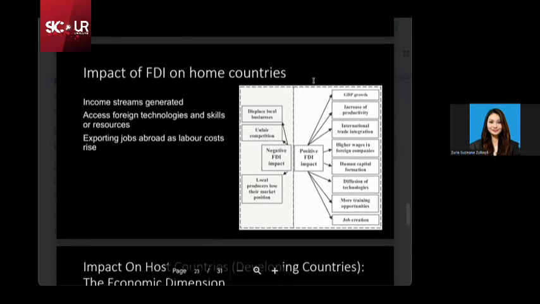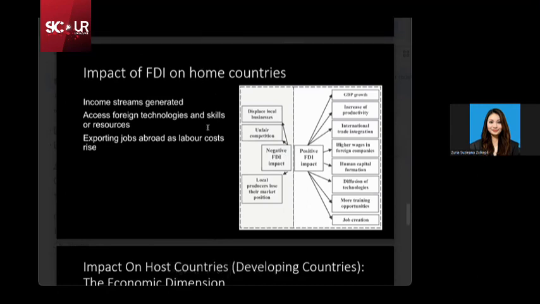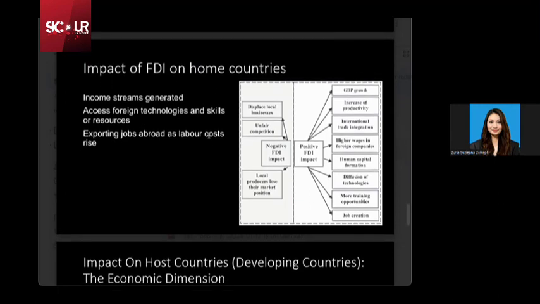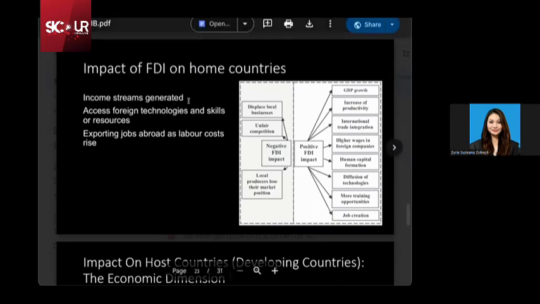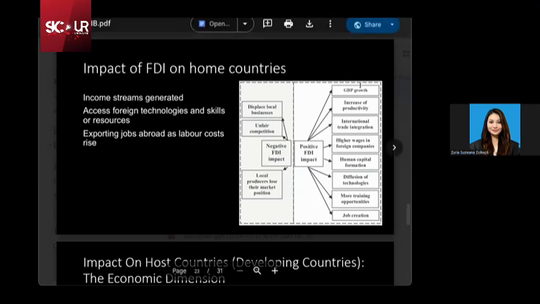Impact of FDI in the home country, you can see here we have positive and then we also have negative. And the impact we have on home countries and also on host countries are two different things. So for home countries, definitely income stream generated. I think you guys understand, right? We have taken a look at the advantages of FDI before. So with those advantages, it brings a good positive impact, such as GDP growth, increase of productivity and whatnot.